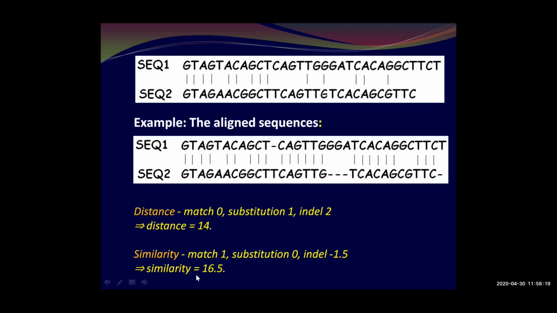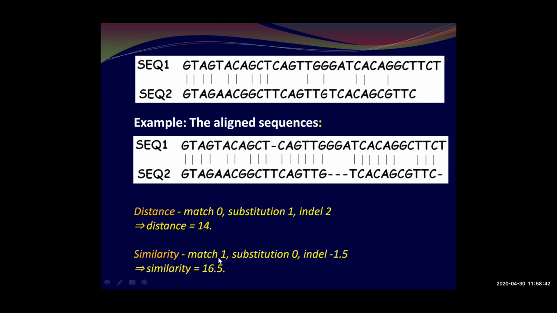Let us see. The scale of measurement, or the scoring matrix, for determining similarity will be different from that of distance. Here our stress is on similarity, not on difference. So therefore, every match is important. A match means there is a similarity.